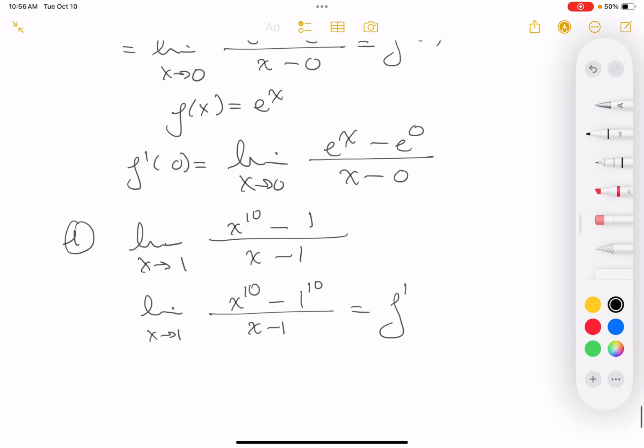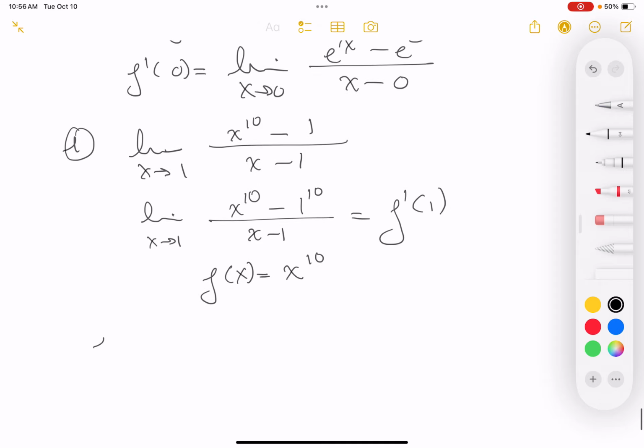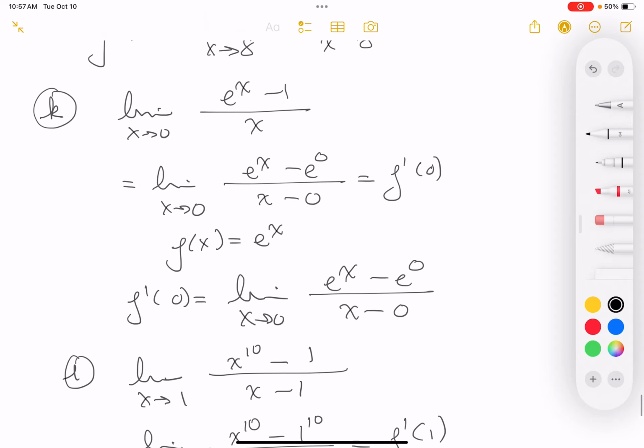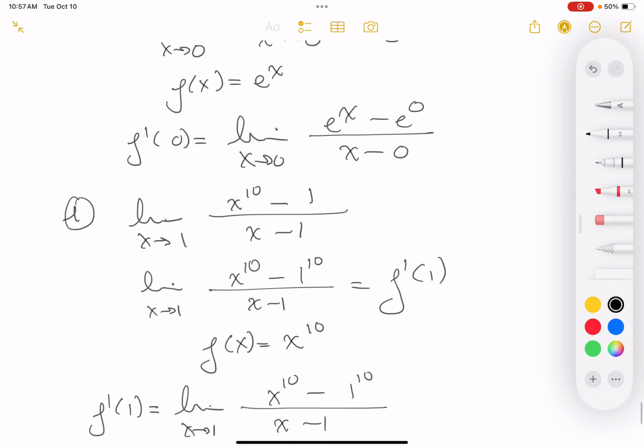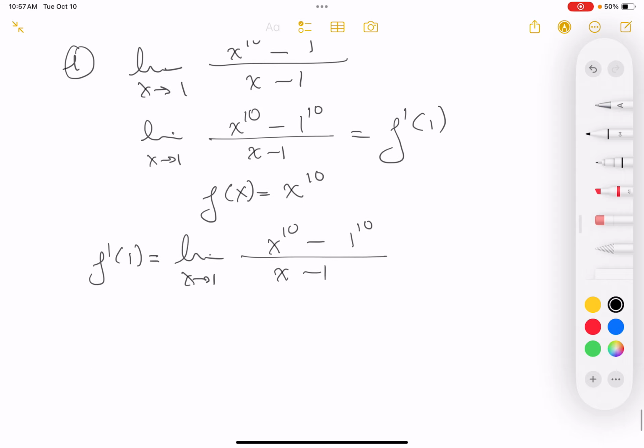I can say it looks like a derivative evaluated at 1, with the understanding that f of x is going to be x to the 10th power. Let's just check it out. F prime of 1, what's it going to be? Limit as x goes to 1 of x to the 10 minus the function evaluated at 1, which is 1 to the 10th power, over x minus 1. Certainly stands to reason, and that was letter L. Sorry about that. Let me just look at where we are in the notes, by the way. So we're on letter M now.